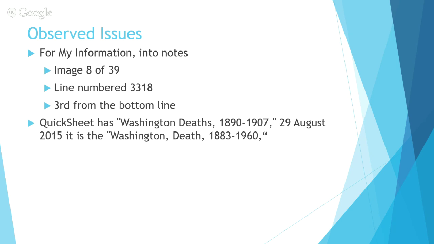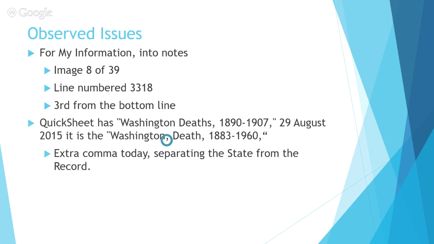The next thing that was interesting is that the QuickSheet said Washington deaths with no comma. But when I looked at it today, there was a comma between Washington and deaths. Now that has been very consistent from what I have been seeing, where when Ancestry puts out a collection, they separate the state from what kind of record it is. So that was very consistent.